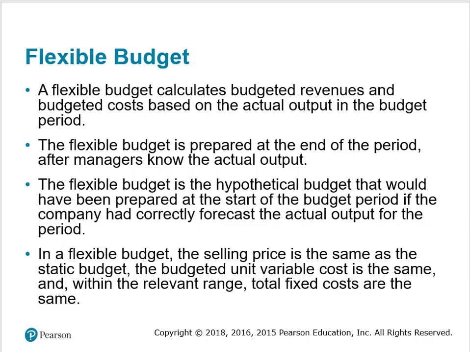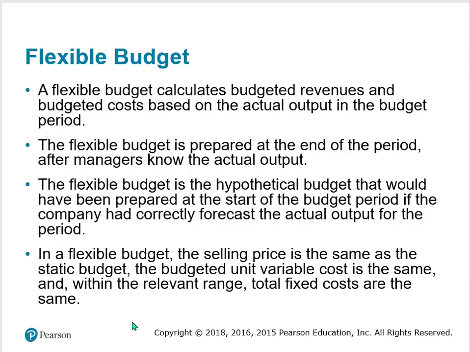Okay, so the flexible budget calculates budgeted revenues and budgeted costs based on actual output. That's the flexible part, the units. The flexible budget is prepared at the end of the period, and managers know the actual output. It's the hypothetical budget that would have been prepared at the start of the budget period if they had correctly forecast the actual output for the period. In other words, had they known in advance what the actual output would be.